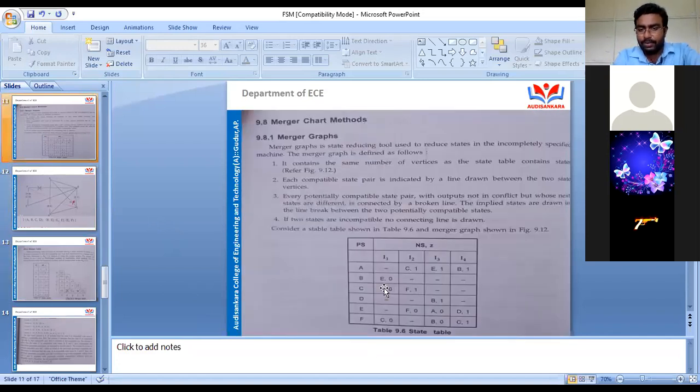Students, have you noted down this table and state diagram? Anyone? Yes, sir. It is completely available with you, Sudeep.